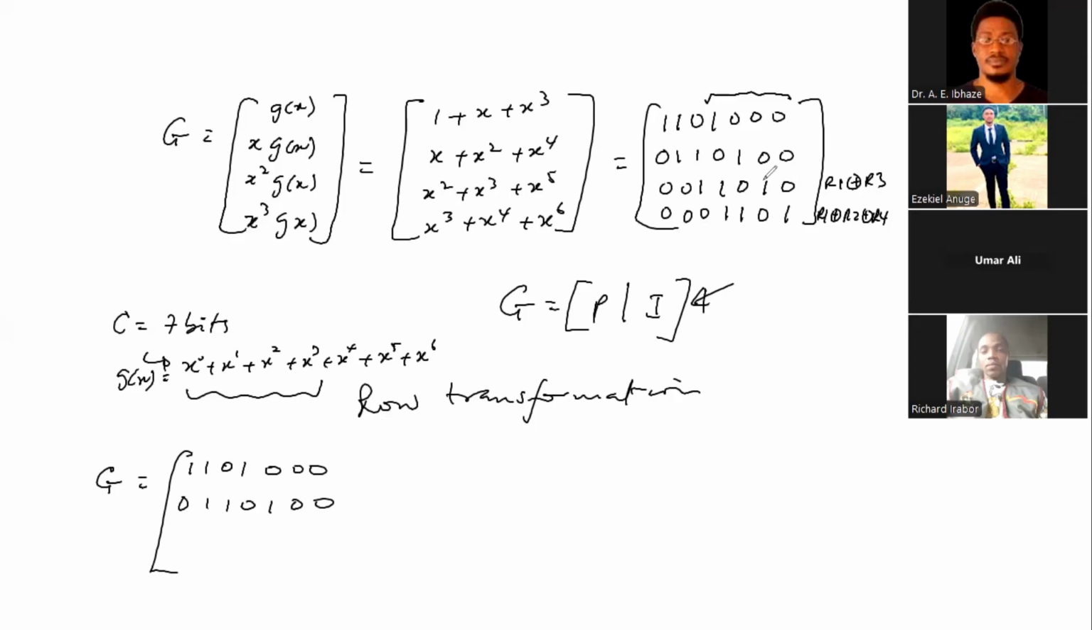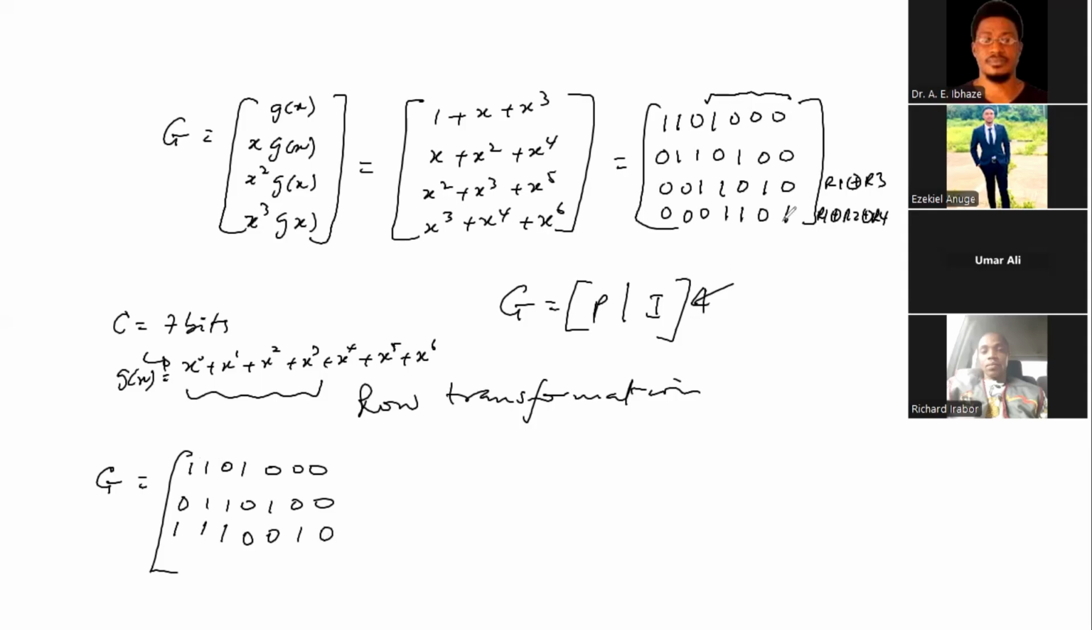And now for the third row, we said if we add row 1 to row 3, so 1 plus 0 is going to give us 1. Is that correct, please? 0 plus 1 will give us 1. Then 1 plus 1 will give us 0. 0 plus 0, 0. 0 plus 1, 1. 0 plus 0, 0. So I think now this is in good shape.